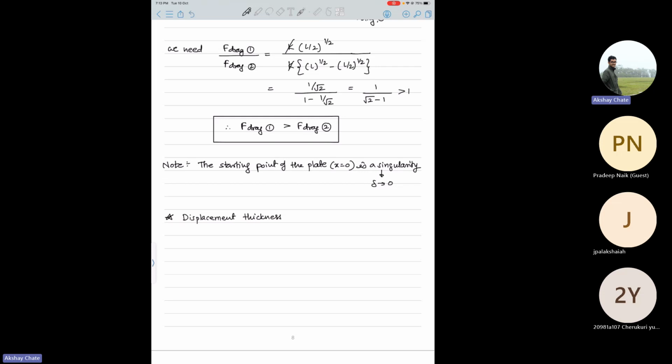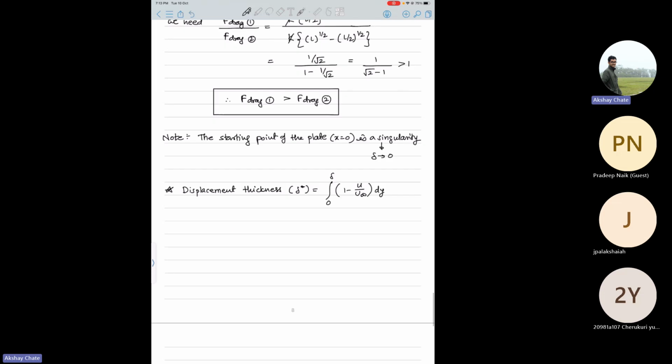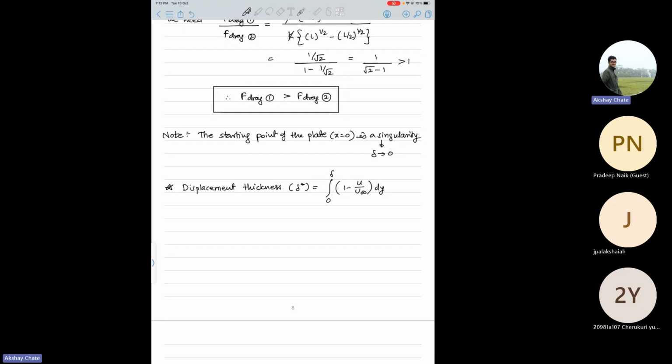And in many books there are different signs, but typically what I observed is, we can take this as the sign here. The formula is easy: integral of 1 minus u by u infinity into dy, and you integrate it till the boundary layer thickness at a particular x, with respect to y at a particular x. Then there is momentum thickness. You may already know these formulas, but there are some interesting insights in this that I'll try to tell you.